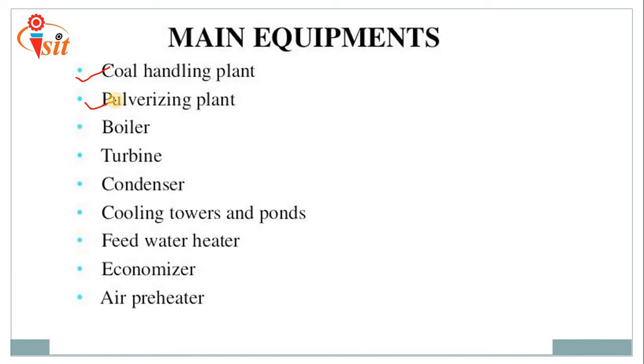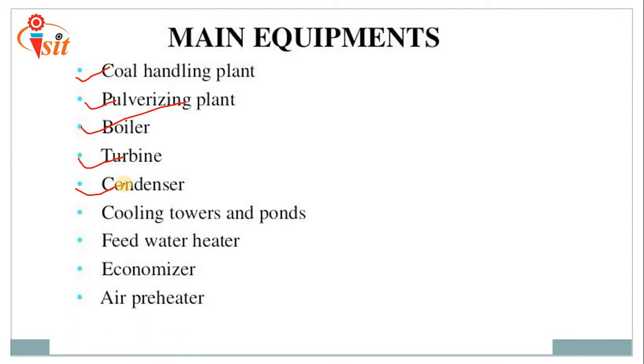Again, that hot air is to be added, so that all the action happens in the coal handling plant. Then the boiler is the heart of the steam power plant. Then the turbine, which produces mechanical energy, is the most essential part of the steam power plant. In order to increase the efficiency of the steam power plant, a condenser is used. The main function of the condenser is to convert the steam into water.